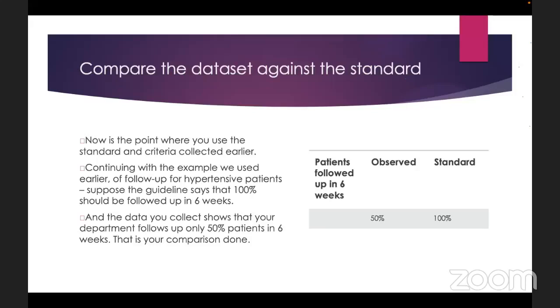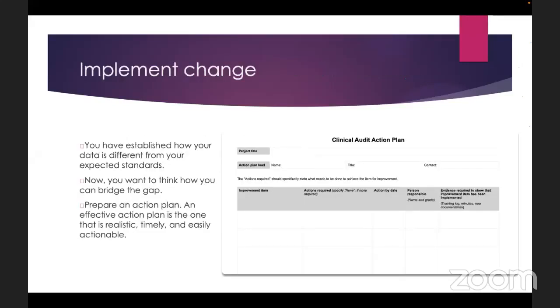Now, what you will do is think about what happened, why the remaining 50 patients were not followed up, and you will come up with a plan. Maybe the doctors who were prescribing the follow-up did not know about the 6 weeks, right? So this is how you can do it. Next, you have to implement the change, right? You know what is missing. Maybe the doctors don't know, or maybe the patients did not remember about the follow-up after 6 weeks.